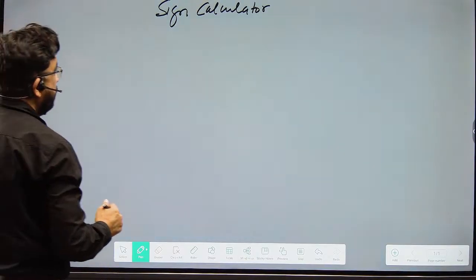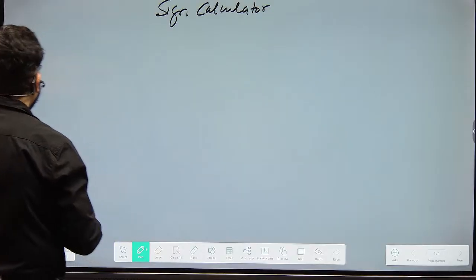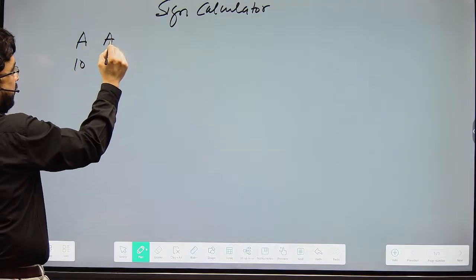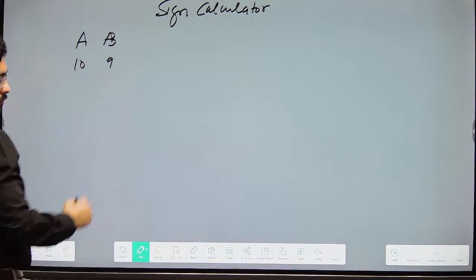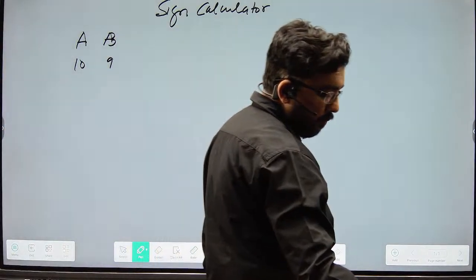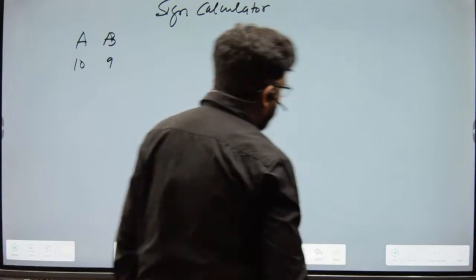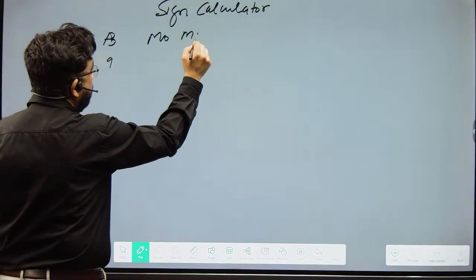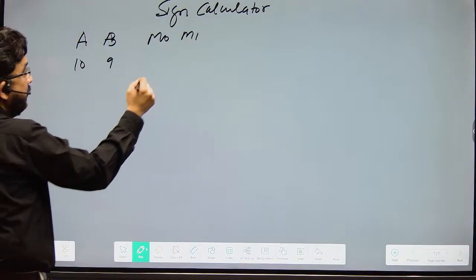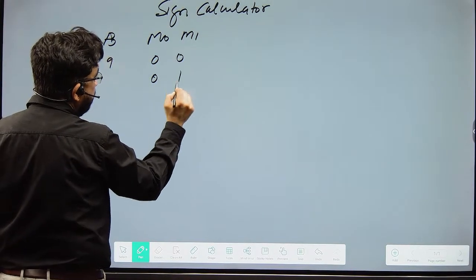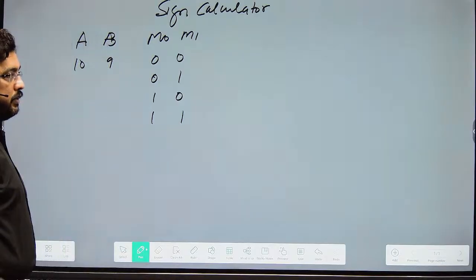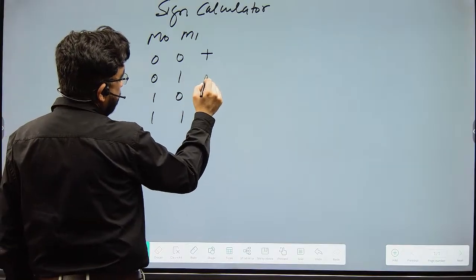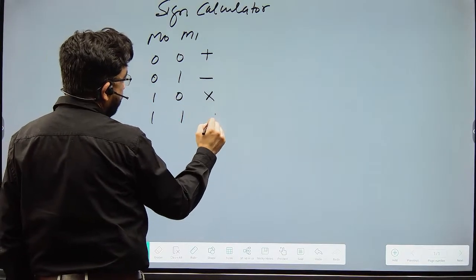What is the sign calculator? This is our hardware based project. The sign calculator has input A 10 and input B 9. So you have two inputs, A and B, and a mode, M0 and M1, with four options: 00, 01, 10, and 11. If you give 00, it will add your two inputs. If you give 01, it will subtract; 10, multiply; and 11, divide.